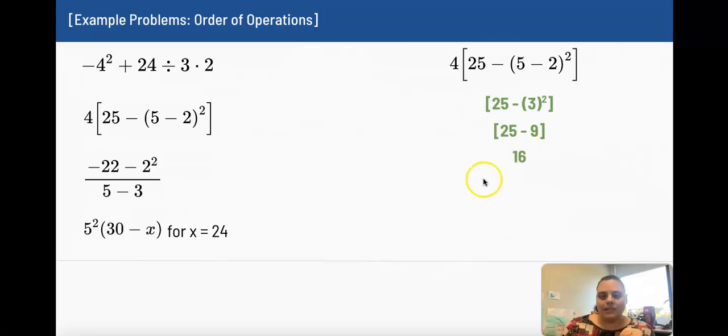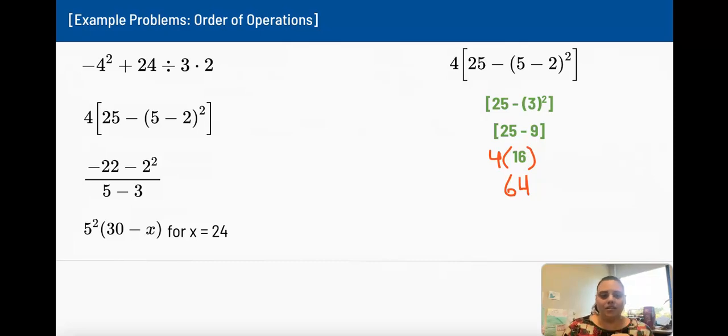Now, as I was preparing these slides, I forgot to do this multiply 4. So multiply 4, we can just do that right here. We're going to take this, and we're actually going to multiply it by 4. And 16 times 4 is 64. So the answer for that second one is 64.